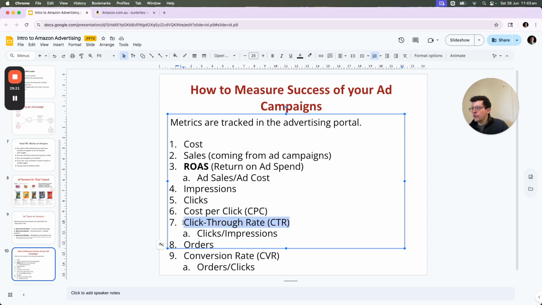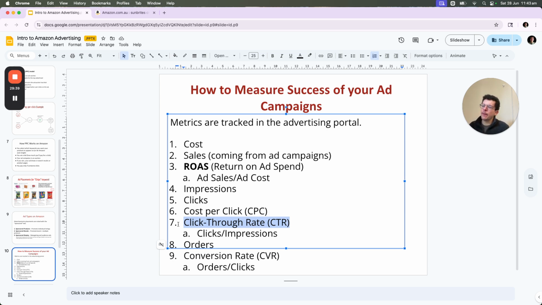And then your click-through rate. This is what percentage of customers have clicked on the ad after it's been shown. So for example, if your click-through rate is 1%, that means 1% of customers have clicked on the ad after it was shown to them.